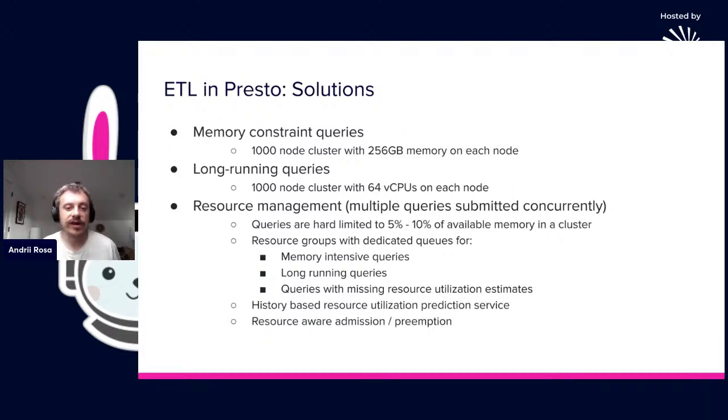And we also built this kind of history-based resource utilization prediction service. So based on history of previous runs of certain scheduled jobs, we could try to guesstimate resource utilization of a certain query and make some either admission or preemption decisions based on that.